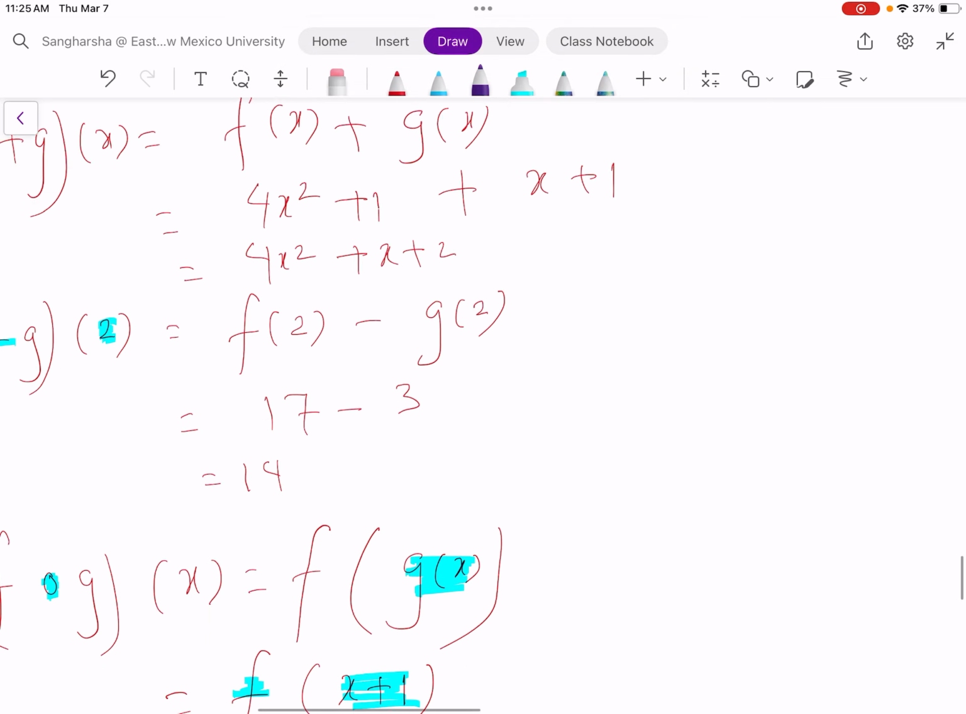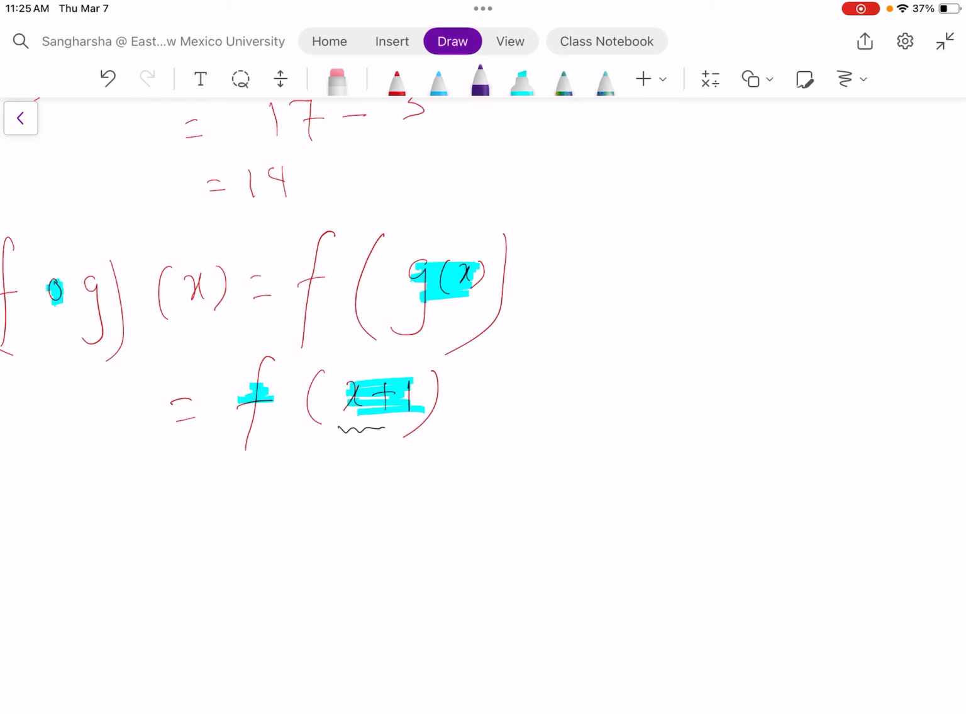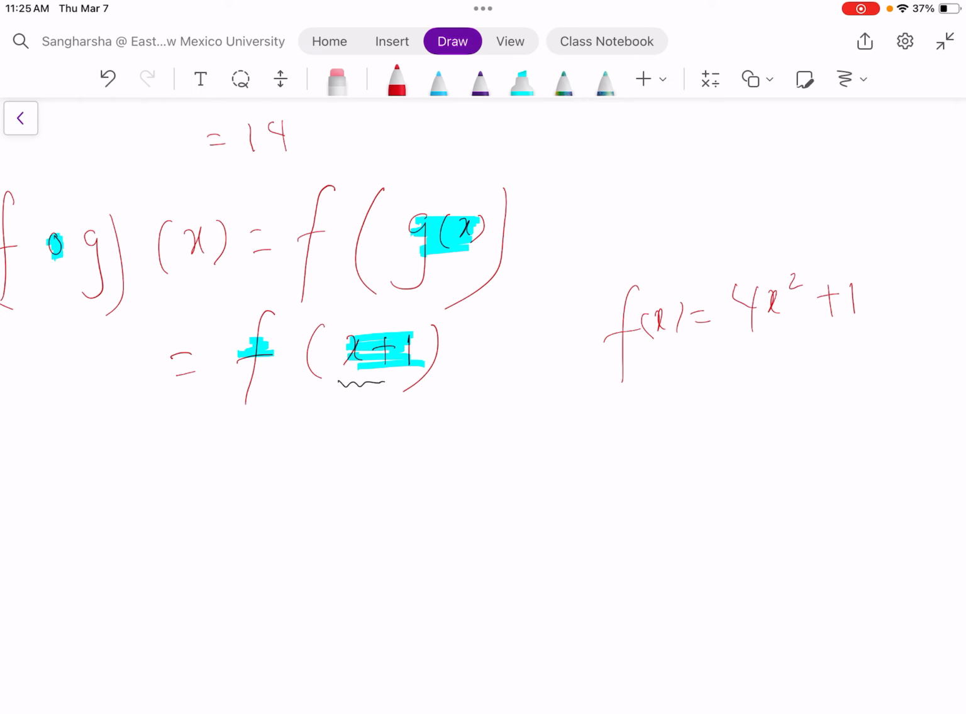Okay, so we have 4x squared plus 1. So let me just write down my f of x is 4x squared plus 1. Now in order to find f of x plus 1, you replace every x of the f function by this x plus 1. Okay, so we have 4 times x. For this x, we're gonna write x plus 1. We have a square. We have 2 terms. Make sure you have the parentheses.